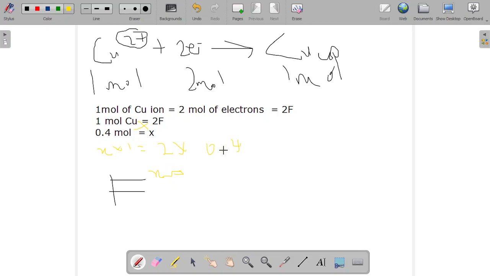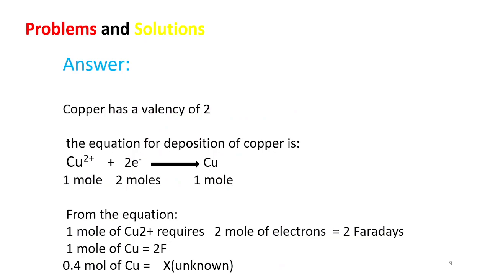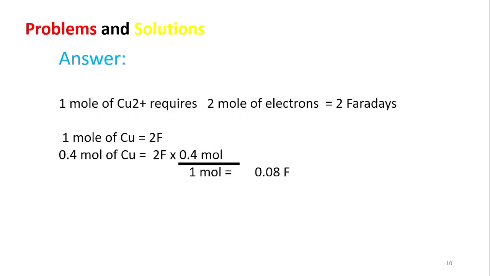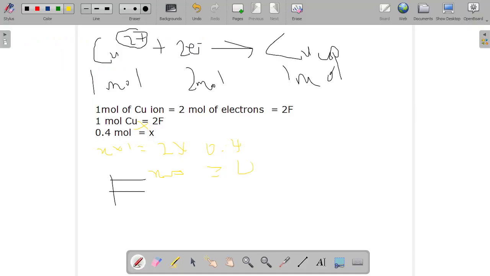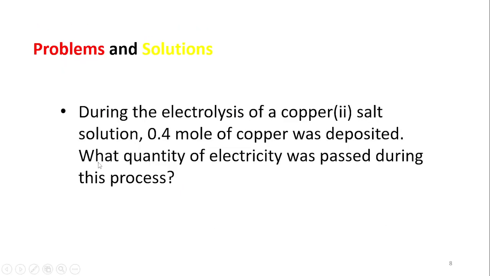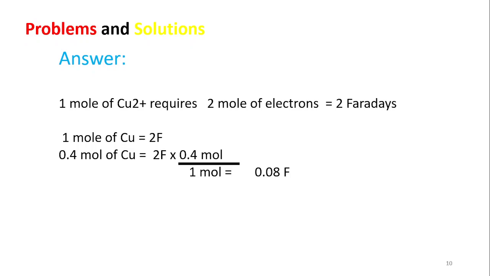So when this is solved, we have X equal to 2 times 0.4, which is 0.8, and that is 0.8 Faraday. We should know that we've actually gotten the quantity of electricity that was passed during this process. So that's our final answer.